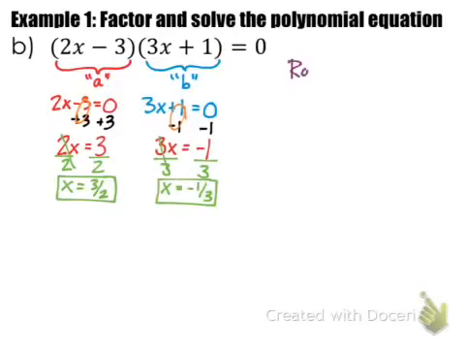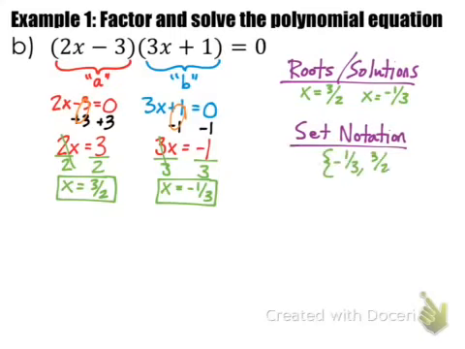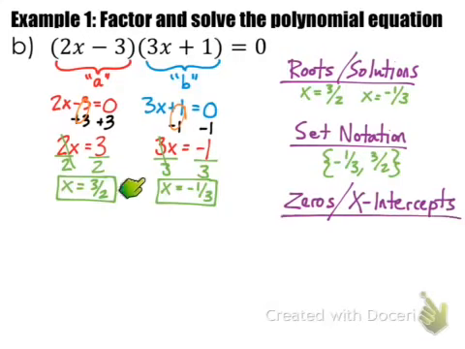So then our roots or our solutions would be x equals 3 halves and x equals negative 1/3. In set notation, we're going to use braces, and we have our two solutions in our two braces, so negative 1/3 and 3 halves written in ascending order. And then finally, zeros and x-intercepts. Since these are two x values, we have negative 1/3 and 0, and then 3 halves and 0.